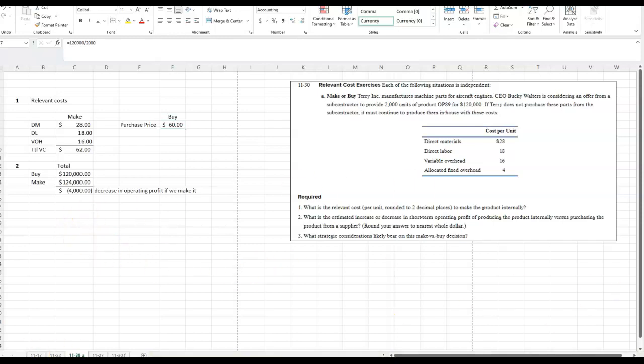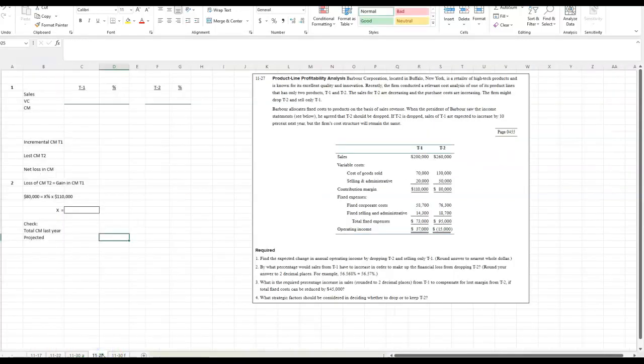Okay, let's move on to 1127. Product line profitability analysis. So we've got this company that produces high-tech products. And they only have two products, T1 and T2. Sales for T2 are decreasing and the purchase costs are increasing. The firm might drop T2 and only sell T1. And you can look at their statements here. This is what they're all looking at. They're looking at T1 having operating income of $37,000 and T2 having a loss of $15,000.